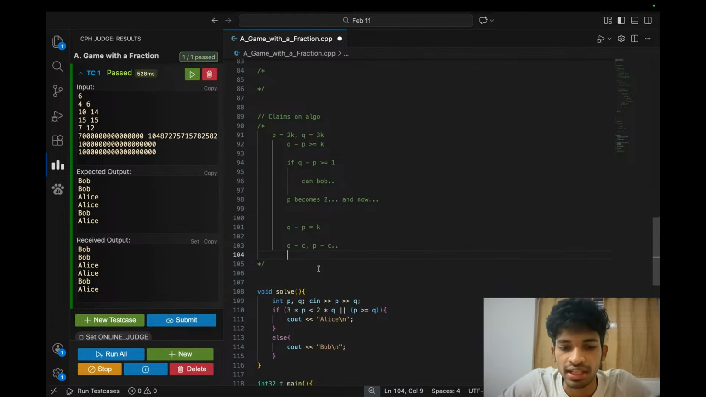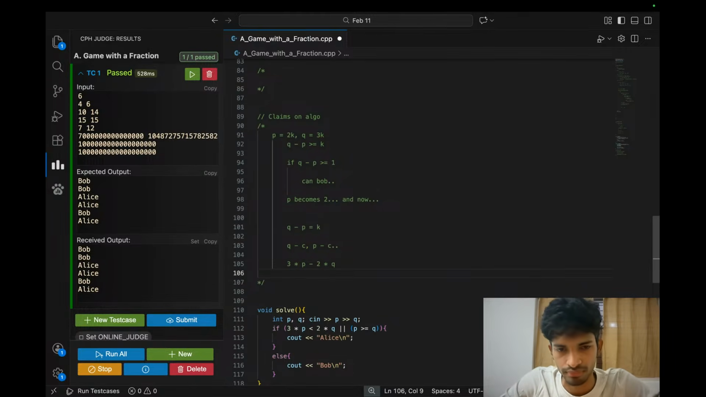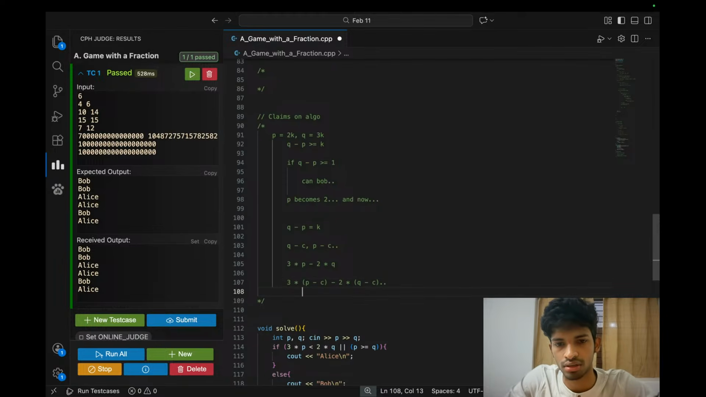What happens to this value? 3 times P minus 2 times Q. 3 times P minus C minus 2 times Q. How is this value reducing in this process? If you see how it is changing, initially P by Q is greater than 2 by 3, right? In our leftover case.